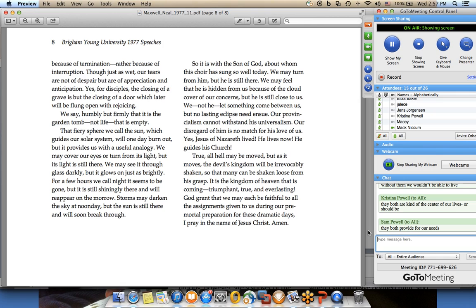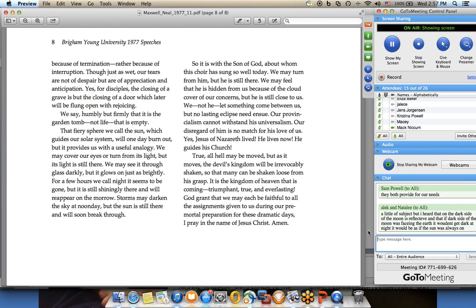They both provide for our needs. It doesn't matter whether we want their influence or not, they are always there. Isn't that something? We can cover from the sun, we can get inside, try not to pay attention, but it's interesting that the sun is still always there.